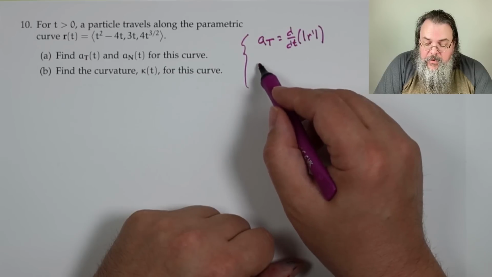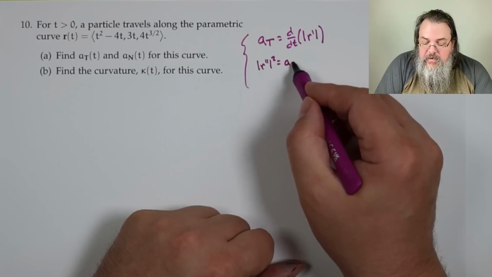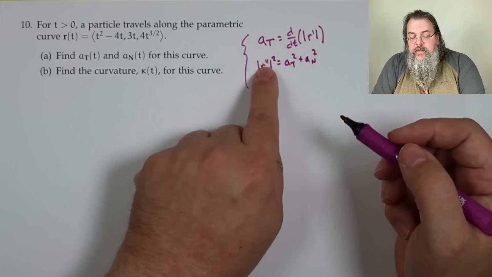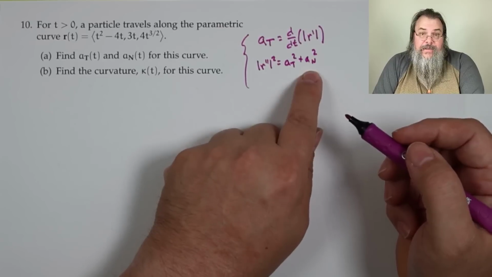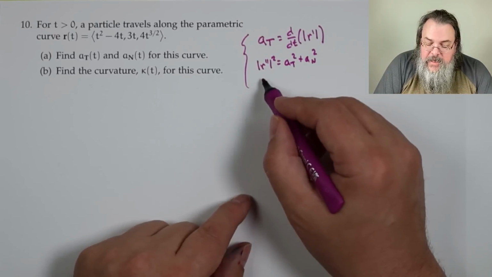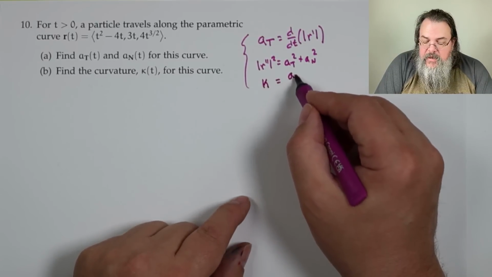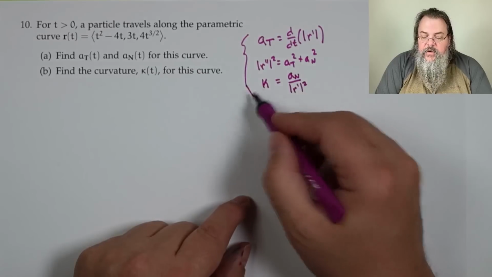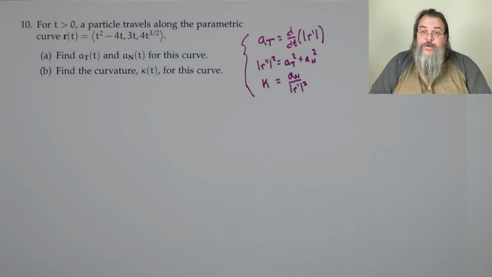Then we're going to say, oh, if you look at the magnitude of r double prime squared, that's a sub t squared plus a sub n squared. And we can find that pretty straightforward. We'll have found a sub t, so then we get a sub n as a freebie. Just solve. And finally, curvature kappa, that's equal to a sub n over magnitude of r prime squared. So we just need to apply these 3 formulas, and we'll be in good shape.